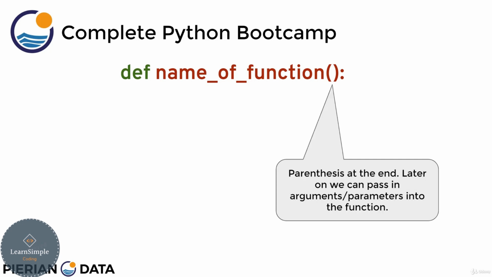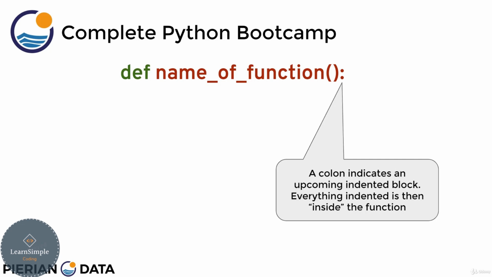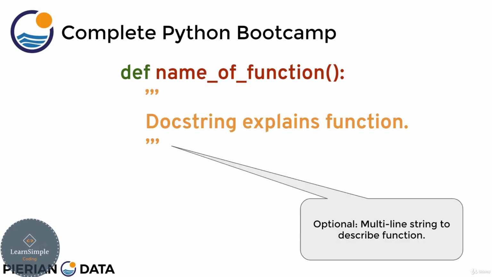Then you'll notice we have parentheses here. So the parentheses come at the end, and later on we'll see how we can pass in arguments or parameters into the function, where arguments or parameters are essentially just words saying, take this variable and pass it into the function in order to work with it within the function. And then finally, you'll notice a colon, which indicates an upcoming indented block. Everything indented is then inside the function.